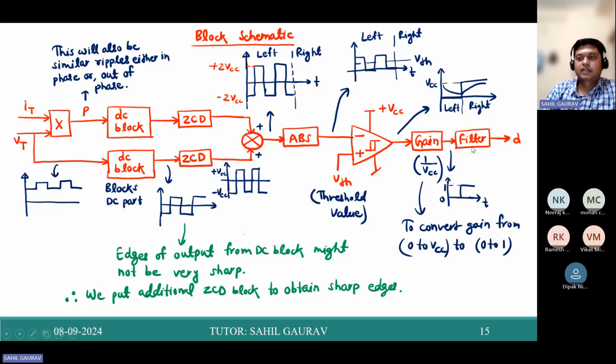Then it is passed through a filter, and this curve is obtained like this, and the duty ratio varies according to this curve. The duty ratio varies such that it will be hovering around the maximum power point of this IV curve.